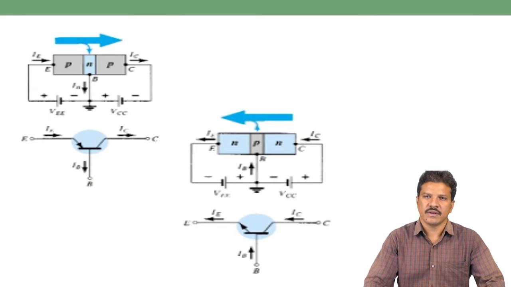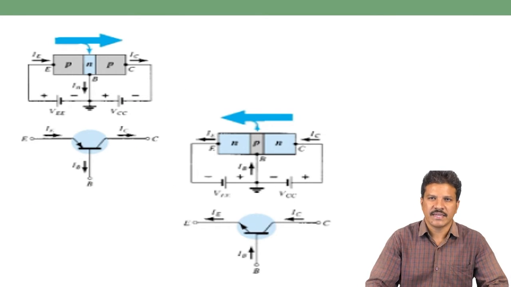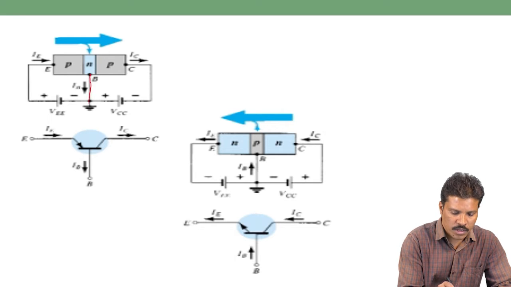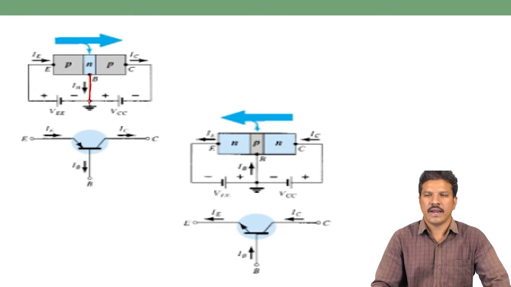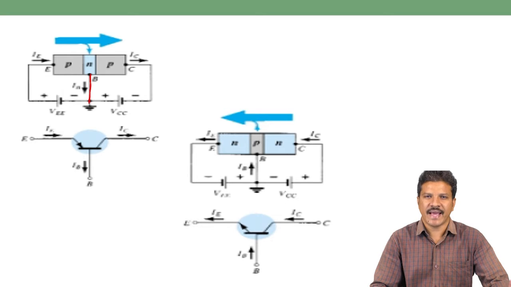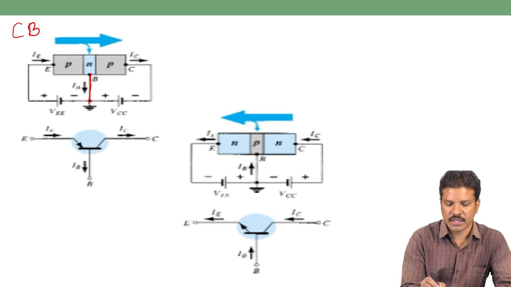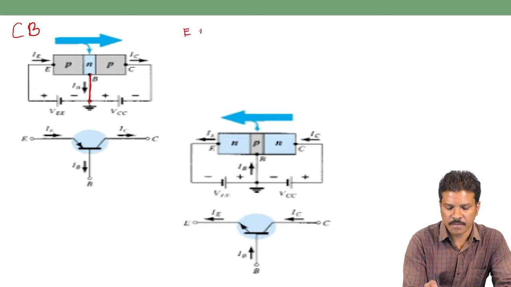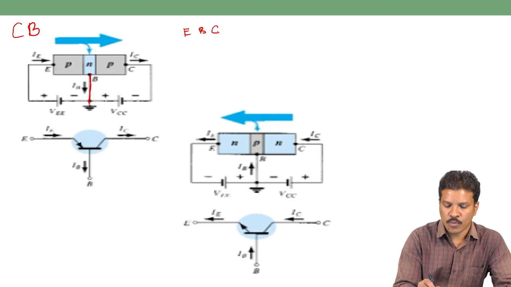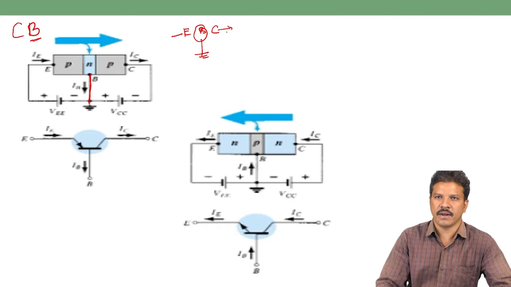In this configuration, as I said, the base terminal is connected to ground. If one terminal is connected to ground, the remaining 2 terminals will be connected as input terminal and output terminal. So in this case, it is a common base configuration. Among the 3 terminals, emitter, base, and collector, the base terminal is common, connected to ground, and input is connected to the emitter terminal and output is connected to the collector terminal.